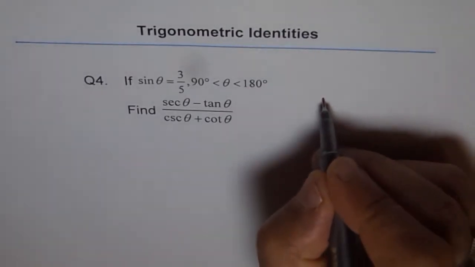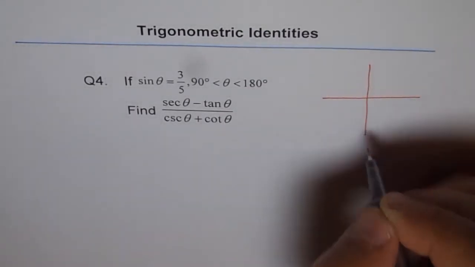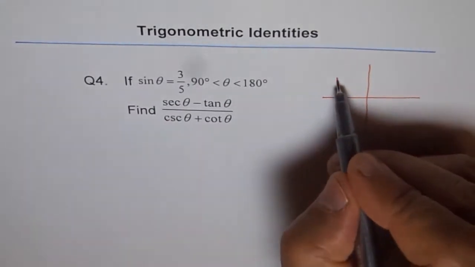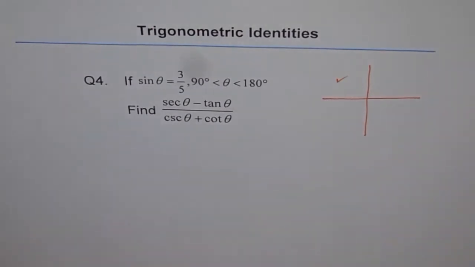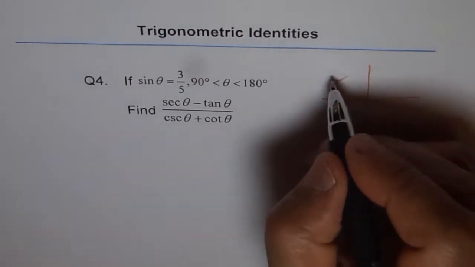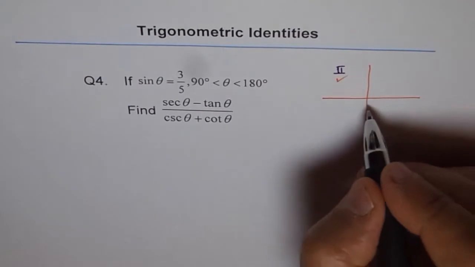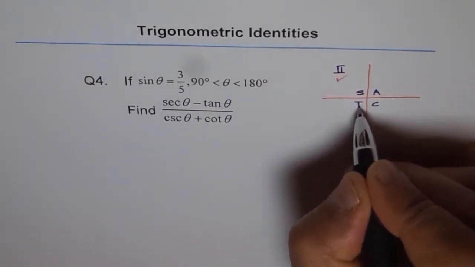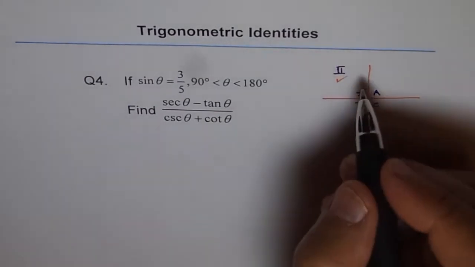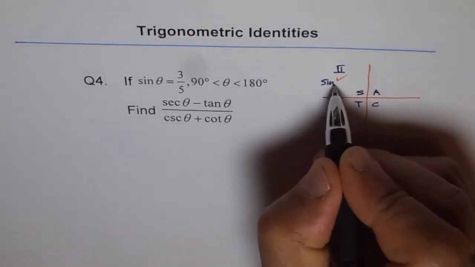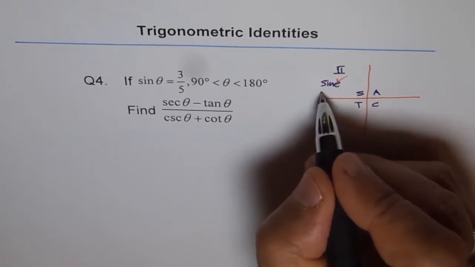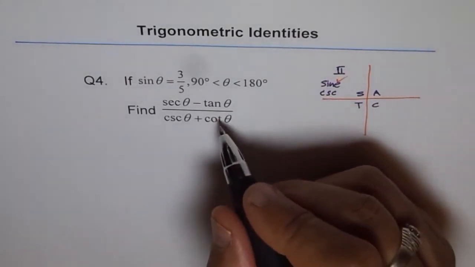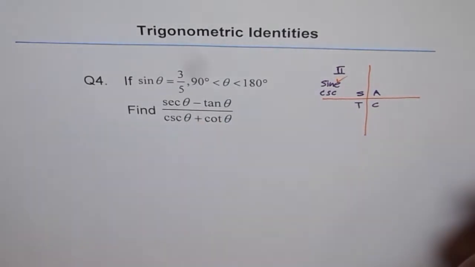So let's make a small sketch here. That is our coordinate system, and when we say between 90 to 180, that means we are in quadrant 2, correct? Now in quadrant 2, according to the CAST rule, only sine is positive, the rest are all negative. So the positive things here are sine and 1 over sine, which is cosecant. Rest, tan, cotangent and secant will be negative, correct?